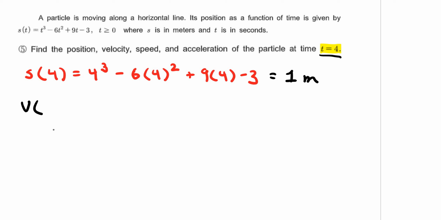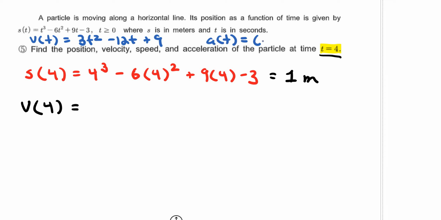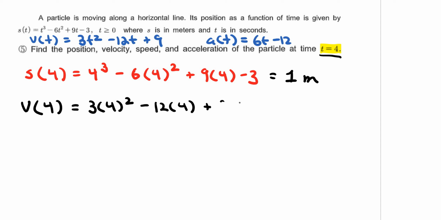Now, for v of t, I need to find the velocity at 4 seconds. So I'm plugging 4 into my velocity function there, and just to recall, your velocity function, if you don't have it, was 3t squared minus 12t plus 9. This is basically from question number 3, and I'll write down my acceleration function as well. My acceleration function was 6t minus 12. All right, so let's go ahead and find v of 4 now. So this would be 3 times 4 squared minus 12 times 4 plus 9. And if we do the math there, we should get 9 meters per second.